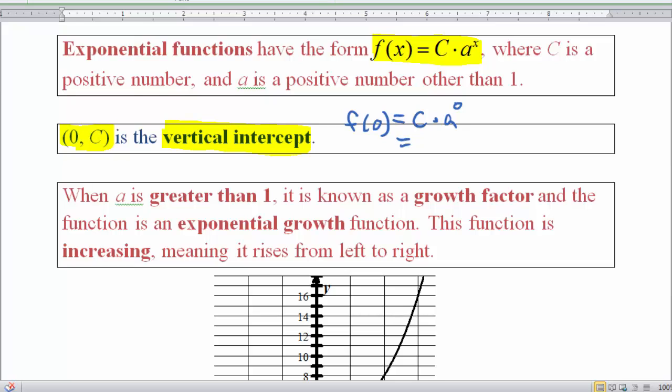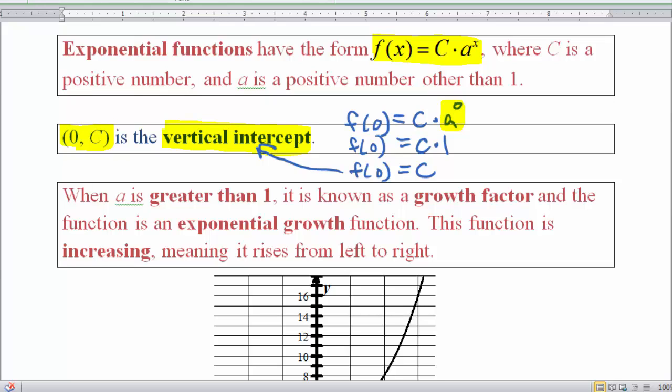But if you recall from exponent properties, any non-zero number to the 0 power is going to equal 1. So a to the 0 is 1, so this is really just c times 1, which is just c, right? So f of 0 is going to equal c, and that's why (0, c) is the y-intercept. Okay, so that's pretty easy to see. So the value of c is always the y-intercept.